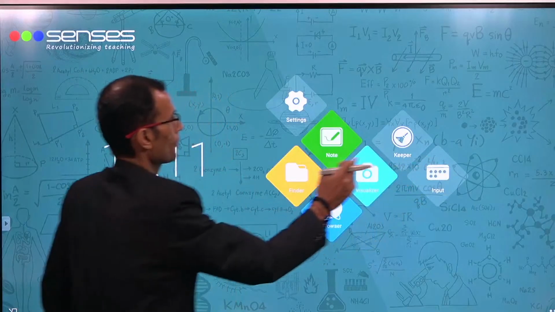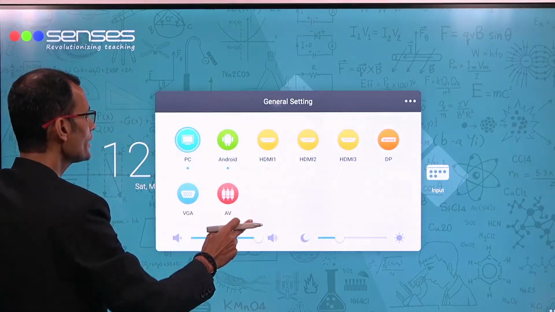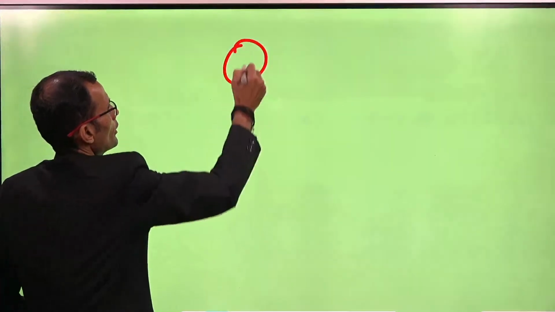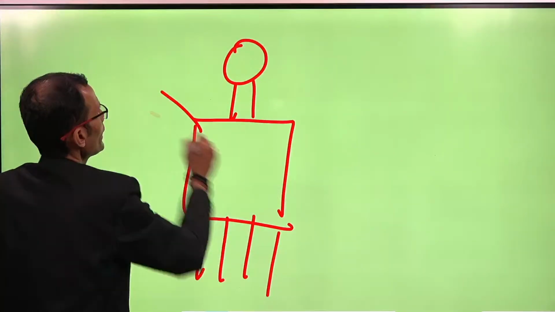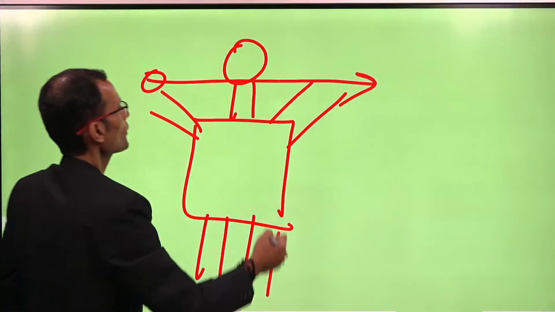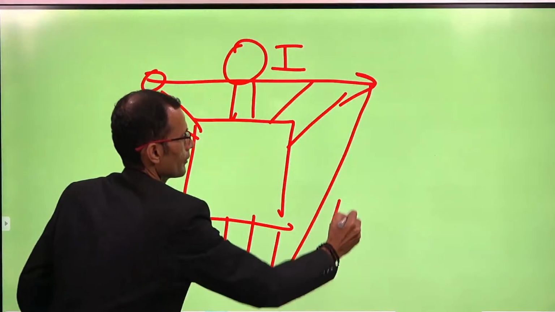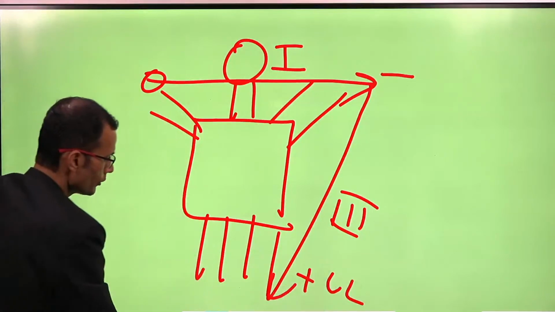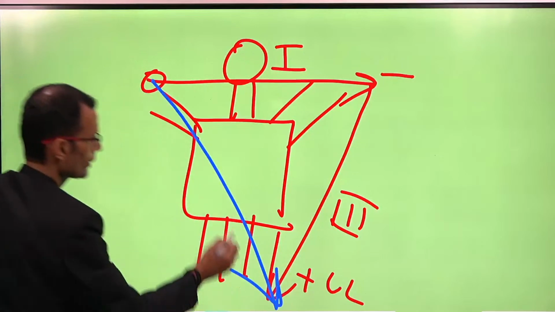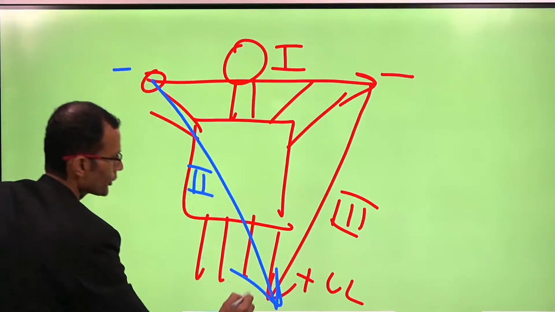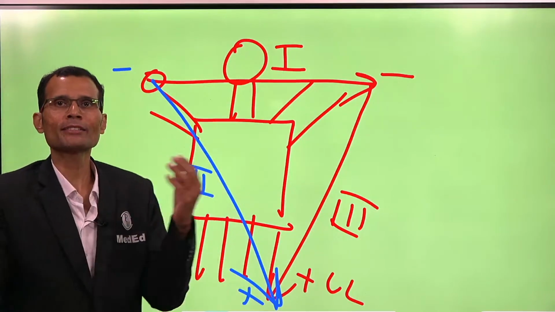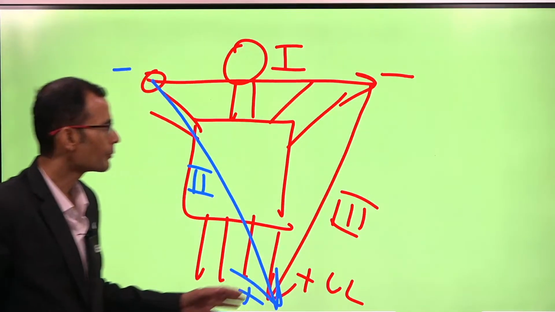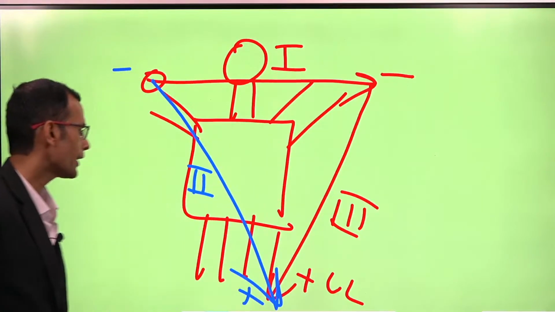Let's have a revision of those leads. Just quickly, 15 seconds. Lead 1, negative on the right arm, positive on the left arm. Lead 3, negative on the left arm, positive on the left leg. And lead 2, let's have a different color to avoid mix up. This is lead 2, negative on the right arm, positive on the left leg. Okay, so right arm is always negative for all the leads, and left leg is always positive for all the leads. Okay, these are the bipolar limb leads of Einthoven.